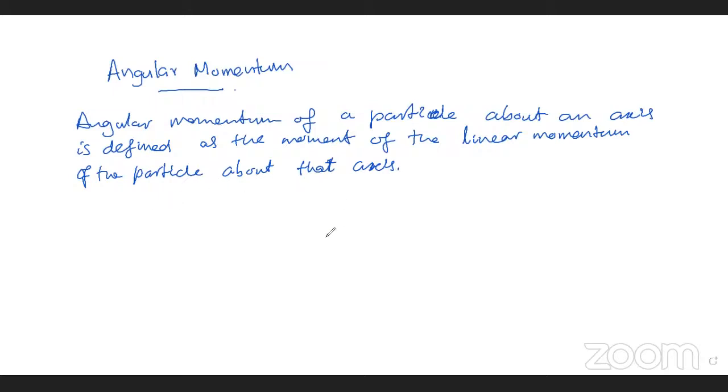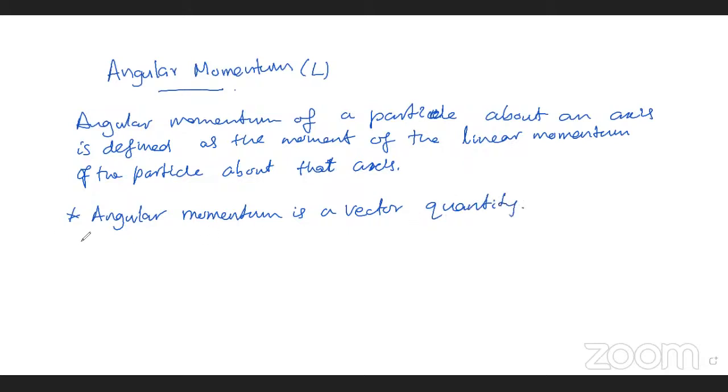So you need to know that angular momentum is a vector quantity, right? Normally the symbol we use for angular momentum is a capital L. So after that you can write the angular momentum is a vector quantity.